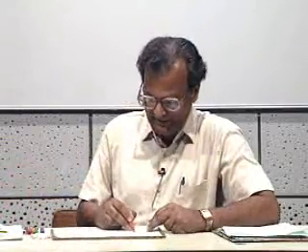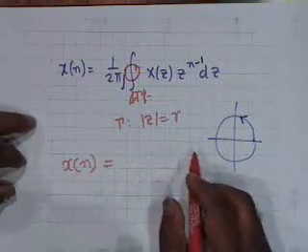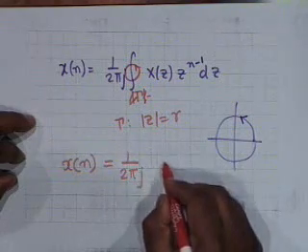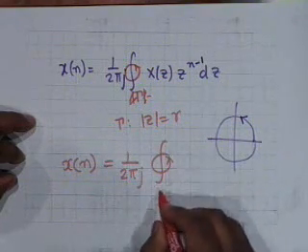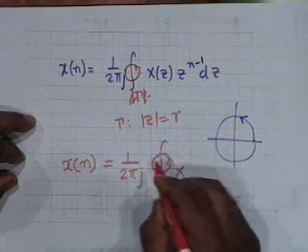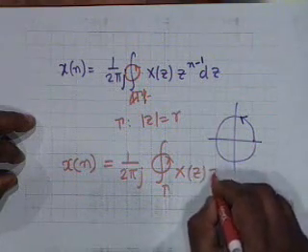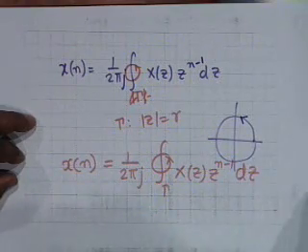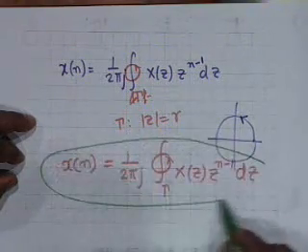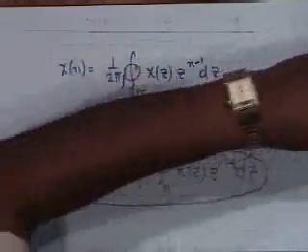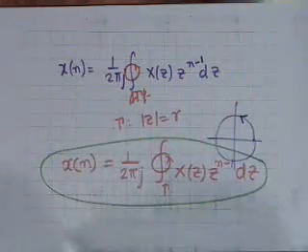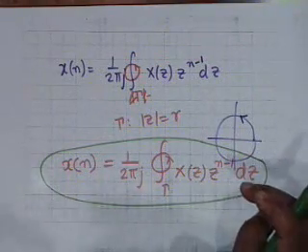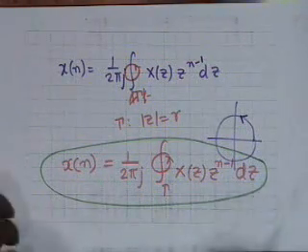And therefore, finally, my formula for inversion of the Z transform, the most general formula, becomes 1 over 2 pi j contour integral over gamma, where gamma is implied, of X of z times z to the n minus 1 dz. And this is my inversion formula. It must be understood that gamma is not arbitrary. Gamma is a circle of radius r, where r is within the region of convergence.